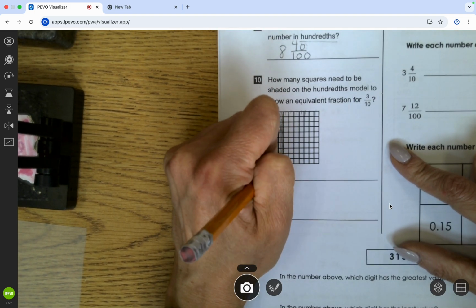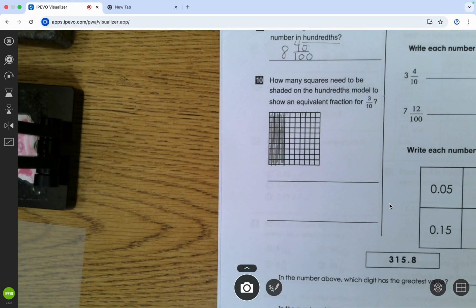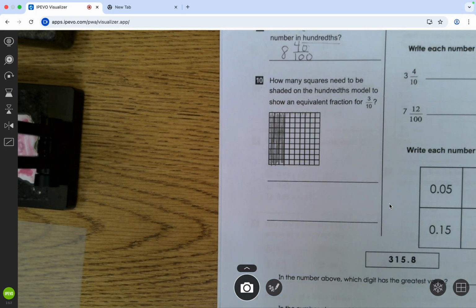Okay. Now, how many are shaded here? How many parts are shaded?